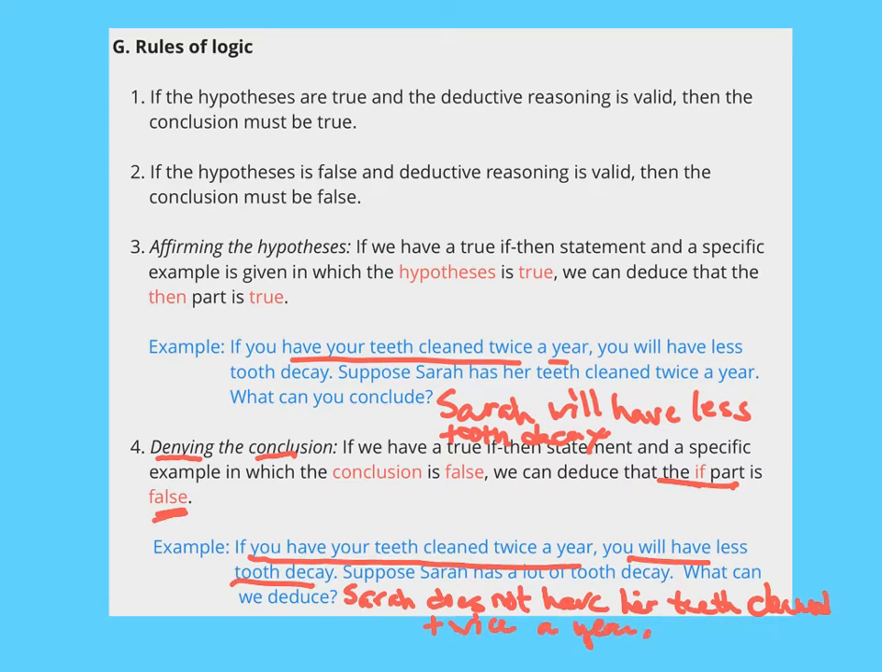On the next slide, we'll practice a couple more examples of affirming the hypothesis and denying the conclusion. What you do want to remember is that when we affirm the hypothesis, our example is going to agree with the hypothesis, which means that the conclusion should follow what the if-then statement says. In number 4, when we deny the conclusion, when we look at our example, the conclusion's not going to match up with the if-then conclusion. It's going to be the opposite of it. So then we can take the opposite of the hypothesis.